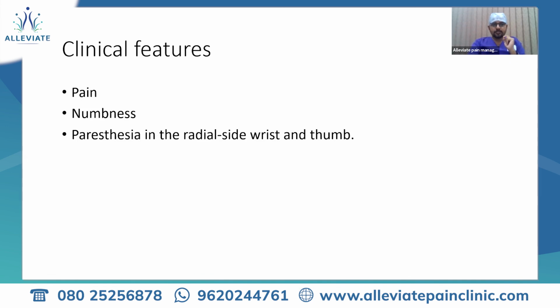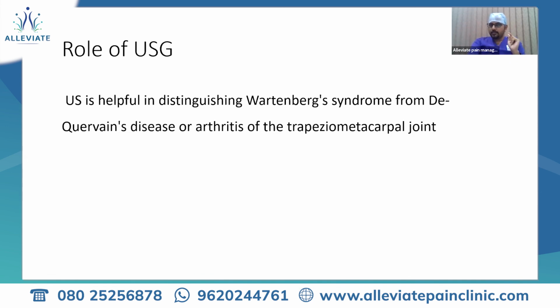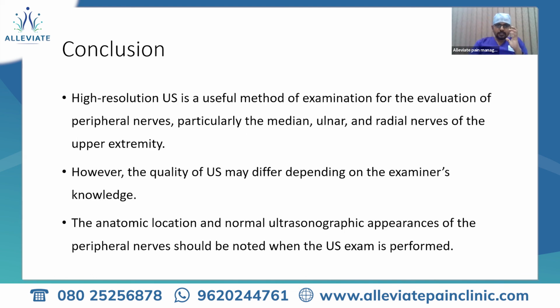So what other features are you seeing over there? That helps to distinguish it from Wartenberg syndrome, and also because of the first MCP, right? Trapezium metacarpal joint arthritis could also be one of the causes. So see how ultrasound is helping you to distinguish between so many causes and helps you to pinpoint the cause. Thus, high resolution ultrasound is a useful method of examination for the evaluation of peripheral nerves, especially the median, ulnar, and radial nerves of the upper extremity.